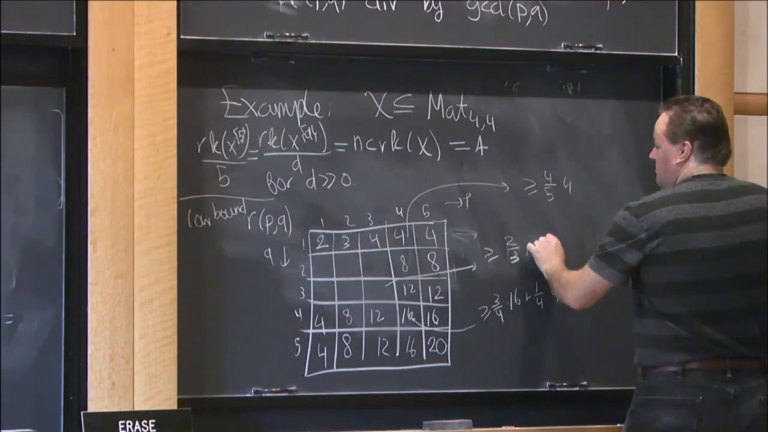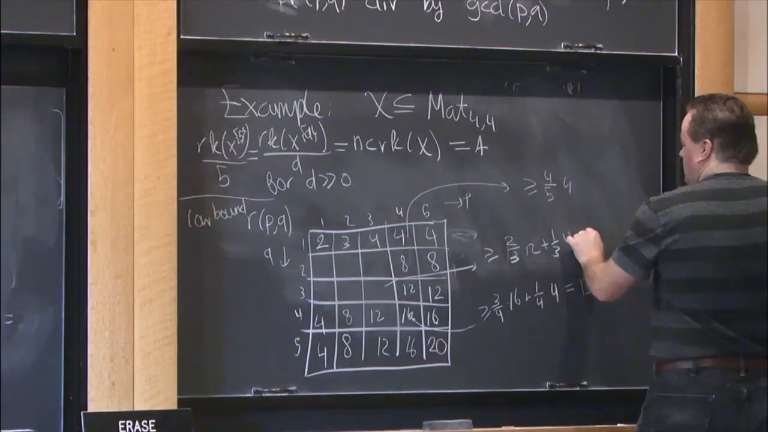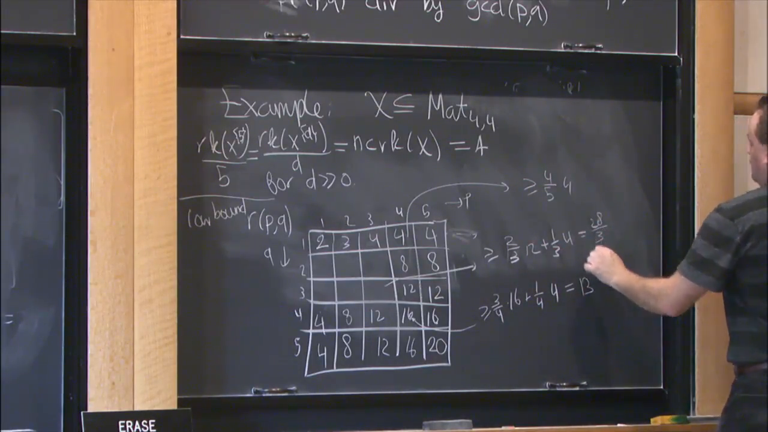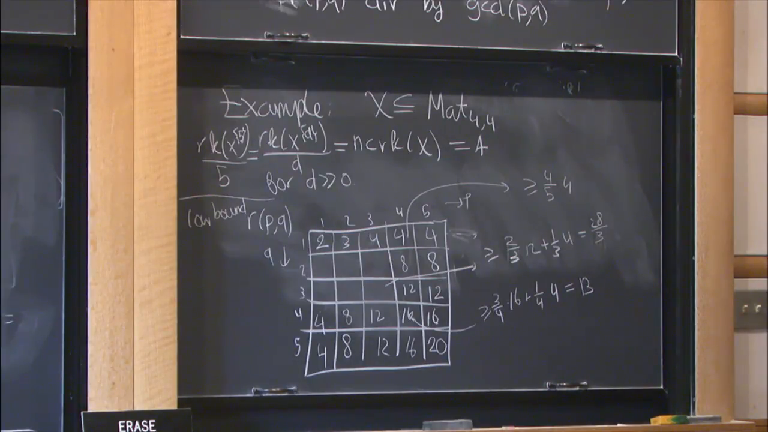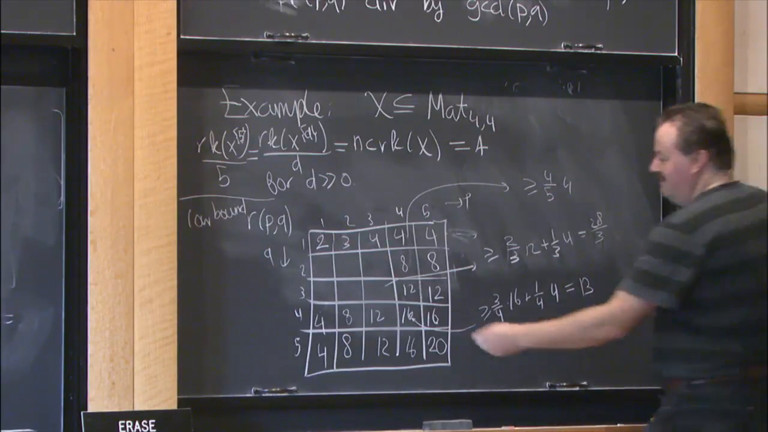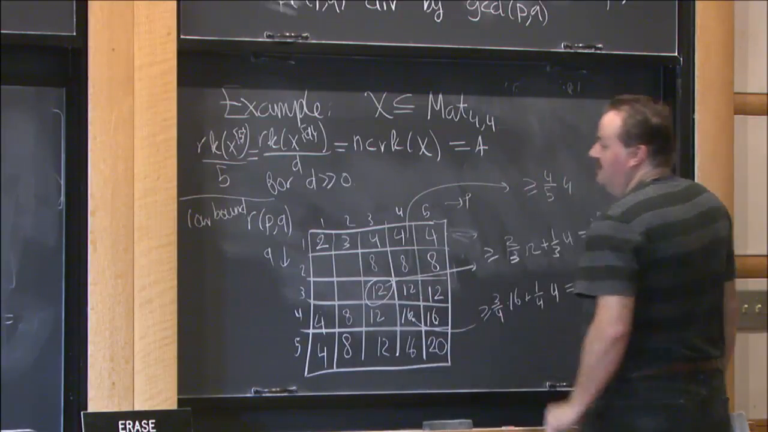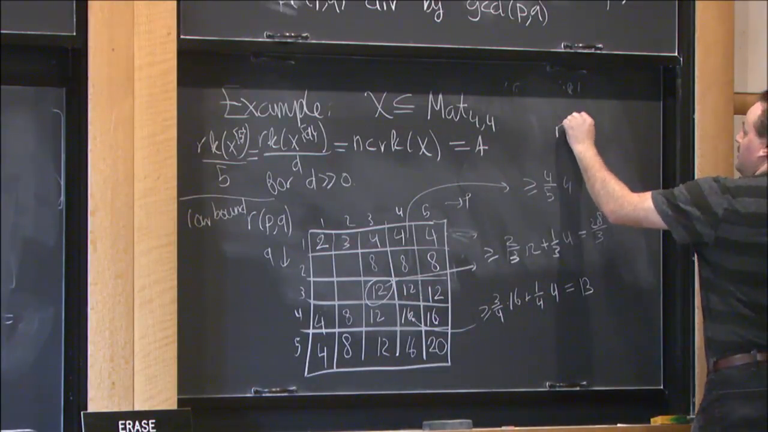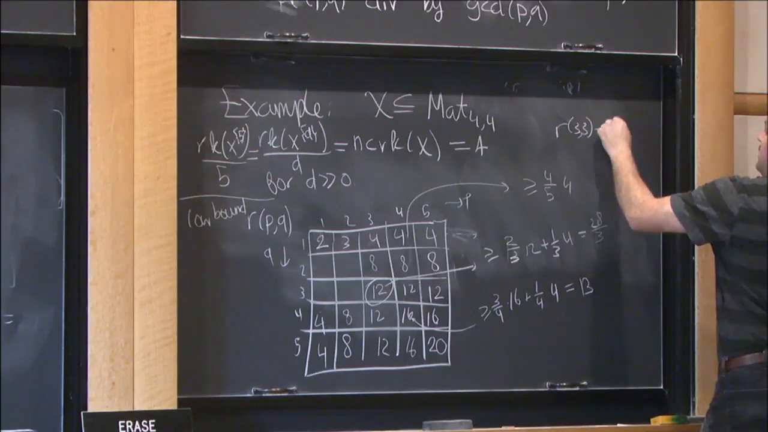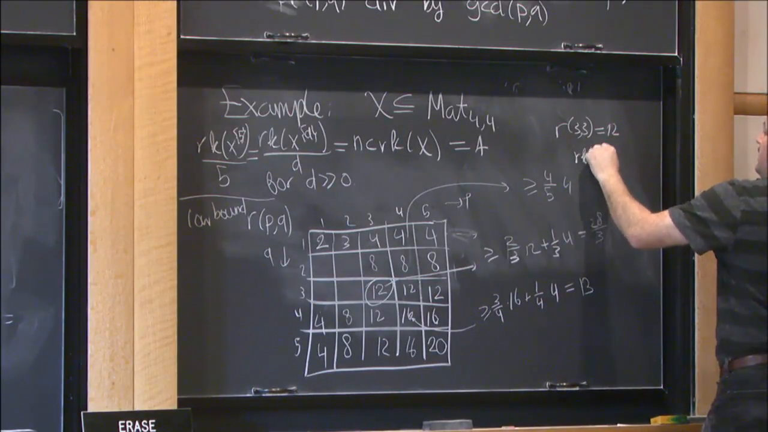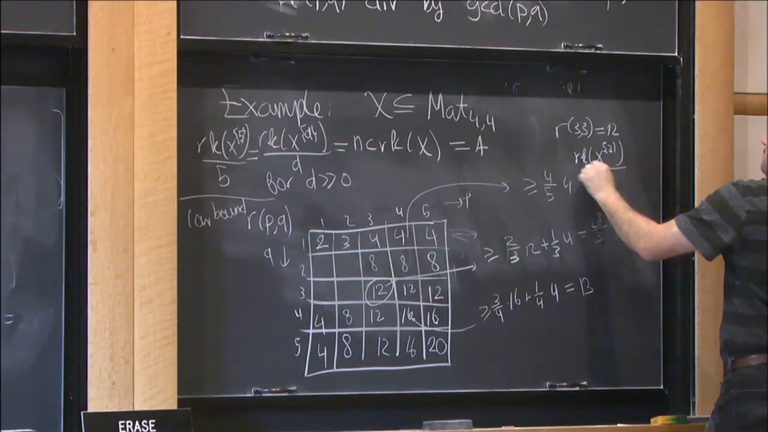And then we can look at this entry, which should be at least 2/3 times 12 plus 1/3 times 4. So it's 28/3. If we round it up, that will be 10. So it's at least 10, but it has to be divisible by 3, so it has to be 12. So anyway, we see now that R33 is 12. In other words, if you take the rank of x3 divided by 3, this is 4.